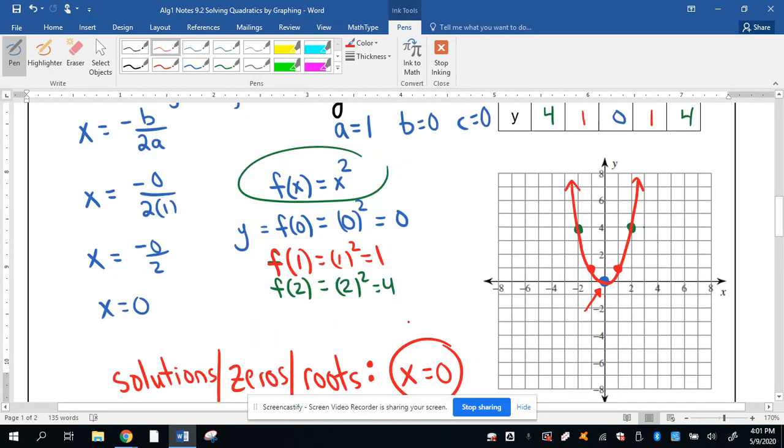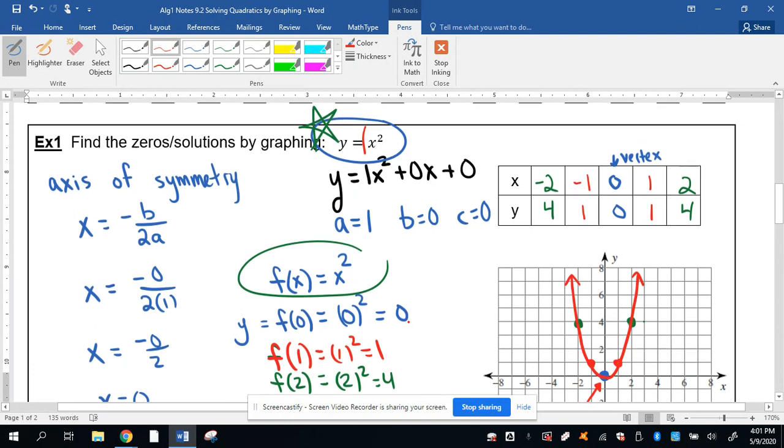But I want to just stop here and let you guys understand when your a value in the y equals ax squared plus bx plus c is 1, the shape of your graph will always be the same. Once you find the vertex, you're going to go over 1 and up 1. Then you're going to go from that vertex over 2 and then up 4.